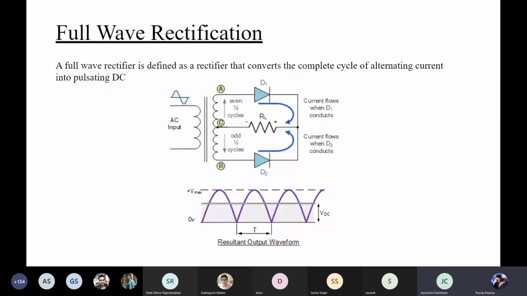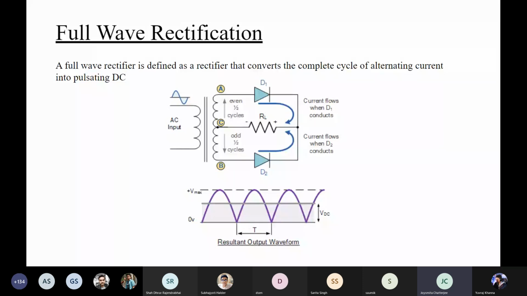This particular point, point C, which is the center tap point over here, is basically at a zero voltage point or a ground potential point. Now, whenever an AC input is applied to the primary coil of the transformer, as we know, a part of it is sent to the secondary in terms of the turns ratio. So at that point of time, what happens? The points A and B become positive and negative alternately.